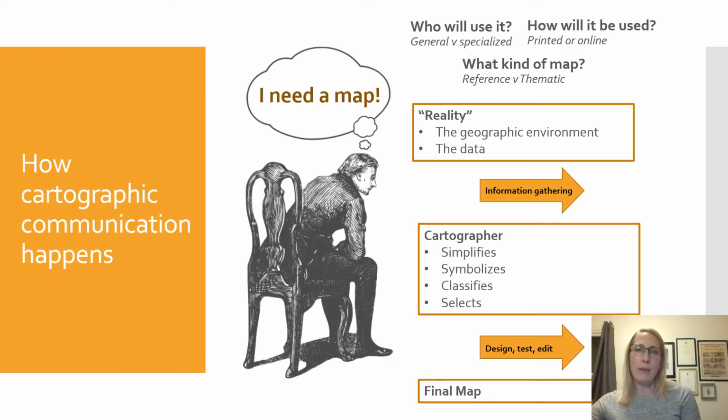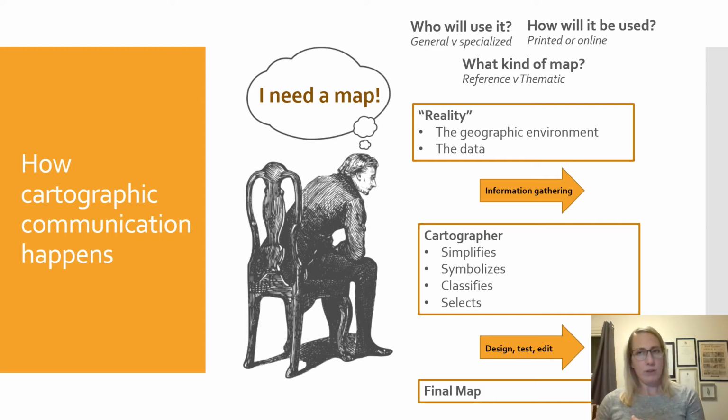So just briefly, to talk about the workflow, as I like to call it, of the cartographic communication process. Somebody says to you, I need a map, or they tell the cartographer they need a map of something. The first thing the cartographer asks is, who will use it? Does it need to be a general map for the general public, or is it for a specialized audience? How will it be used? I mean, physically, how will it be accessed? Is it going to be printed and handed out as a pamphlet, or is it going to be online on a smartphone? And what kind of map is it? Do we need a reference map, which is a general map of an area or a region, versus a thematic map, which shows a specific issue or condition that you're trying to display?